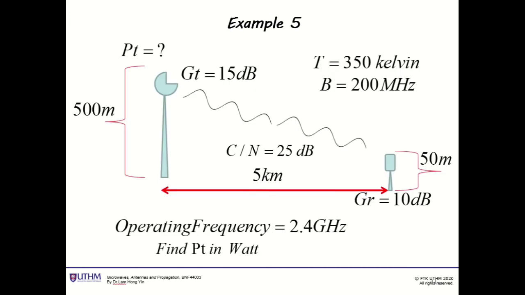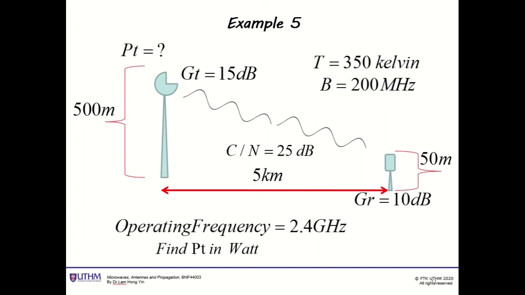If the question is in written or text form, it's better for you to draw the actual scenario. If you draw it like this, it will be much easier to understand. So we have a distance and we have different heights, and the gain of the transmit and receive antenna. We also are given the temperature and bandwidth. Right now we don't know the transmit power here, and we know the operating frequency is 2.4 gigahertz.